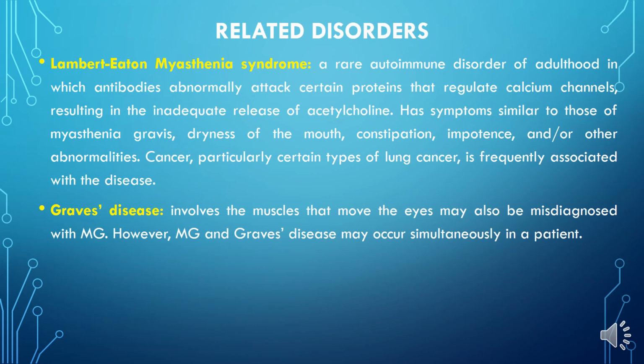There are also certain related disorders, that is disorders that have the same symptoms as myasthenia gravis. One of them is Graves disease, another is Lambert-Eaton disease. And in fact, these are also antibody related autoimmune diseases.